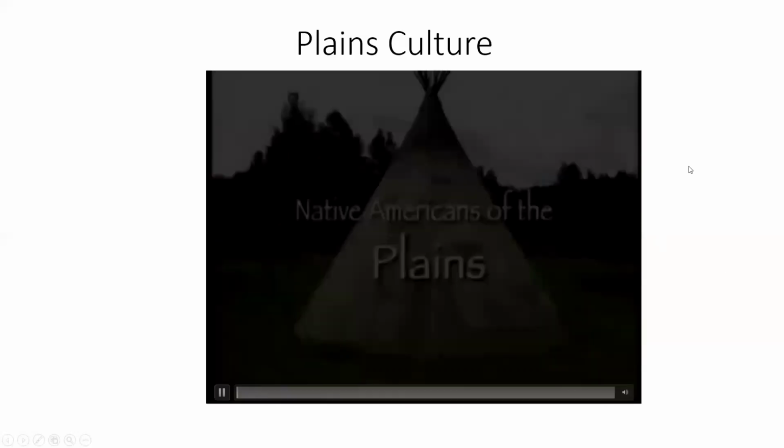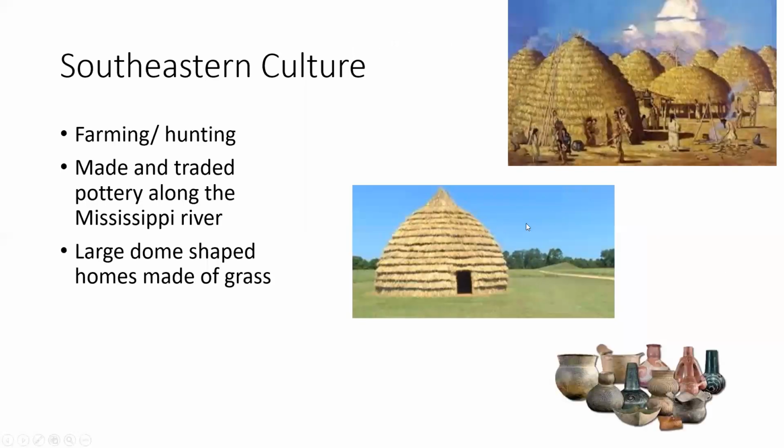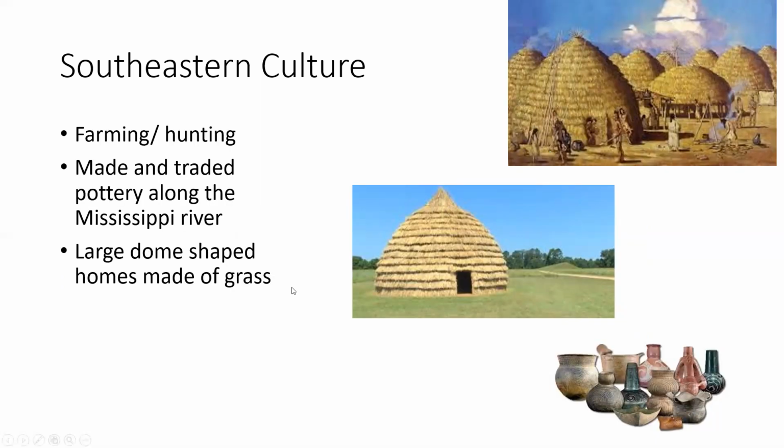All right, let's take a look at our next one, the southeastern culture. Keeping in mind this is in the northern part of Texas to the east, going towards Arkansas. So these particular Native Americans, again, were semi-sedentary, which means they did move around, but they stayed in one place a little bit longer. They were big on farming and hunting and crop rotation, which meant they were able to go ahead and stay longer. They made and traded pottery along the Mississippi River, and large dome-shaped homes made of grass is kind of where they lived. So here's a quick little video that kind of talks about that.